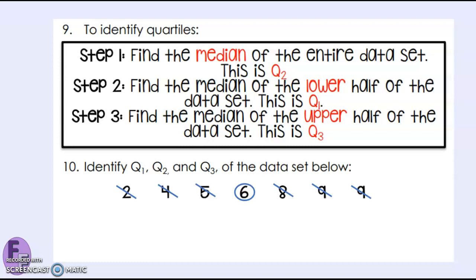Now we're going to cross off from the lower side. Cross off the 2, cross off the 5. Our quartile 1 is 4. Then do the same thing on the upper set of the numbers. Our quartile 3 is 9.